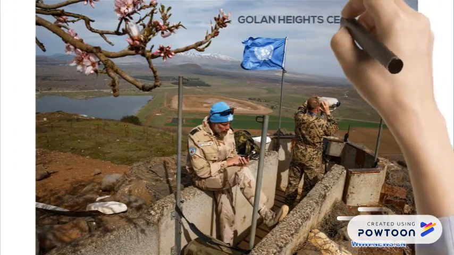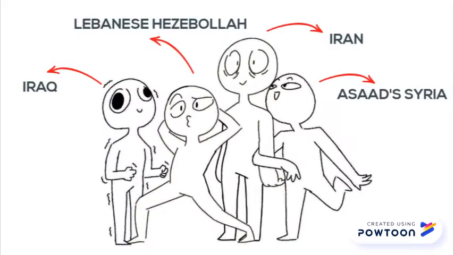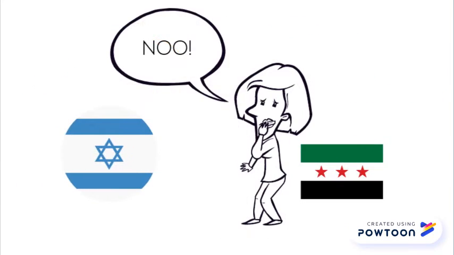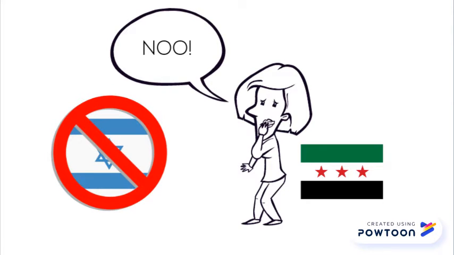Aside from the tensions in the Golan Heights, the bonds between Iran and the Lebanese Hezbollah with the Syrian dictatorial regime are a major concern for Israel. On top of that, Syria was a first-hand opposer of the birth of the Jewish state.